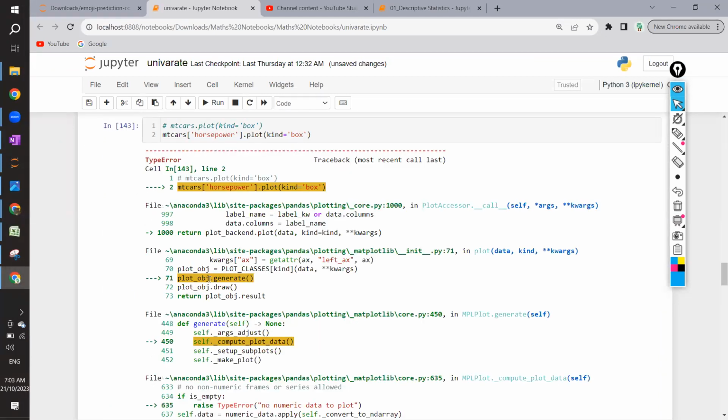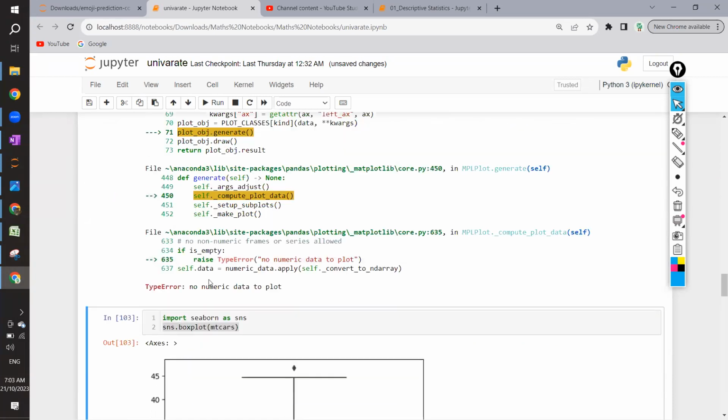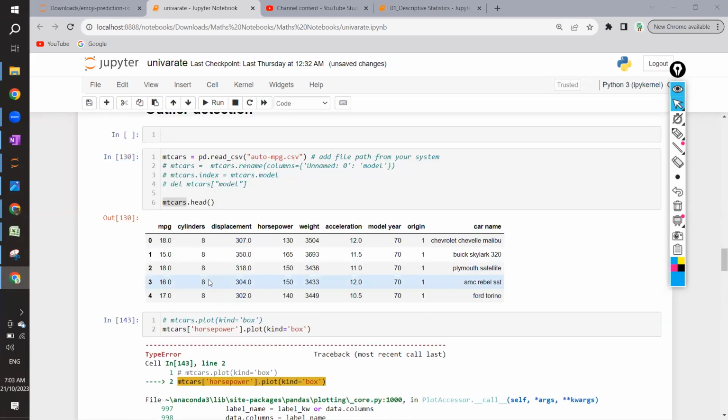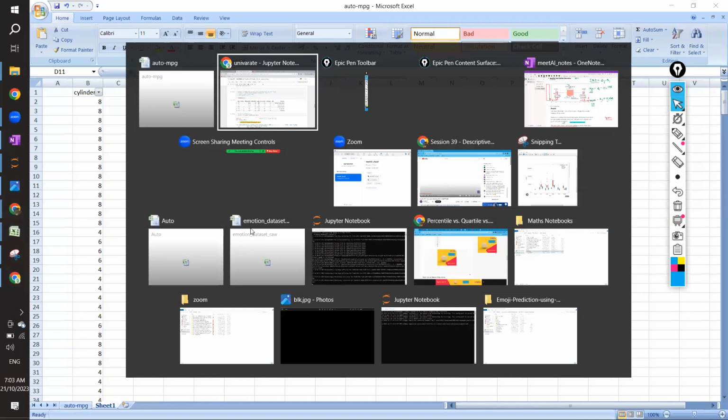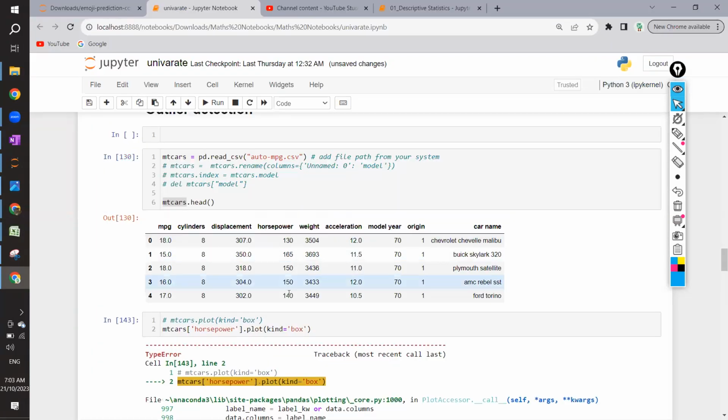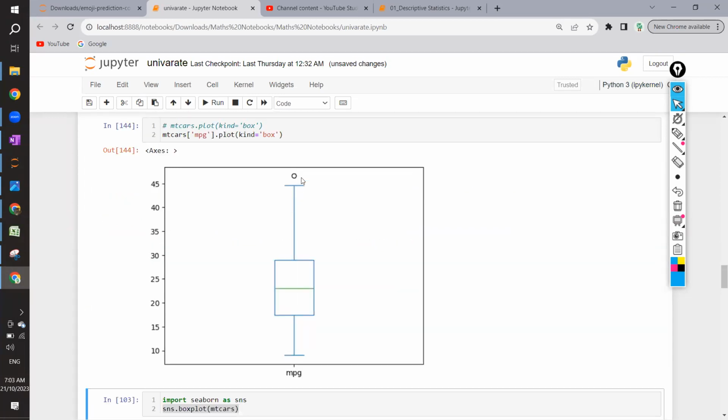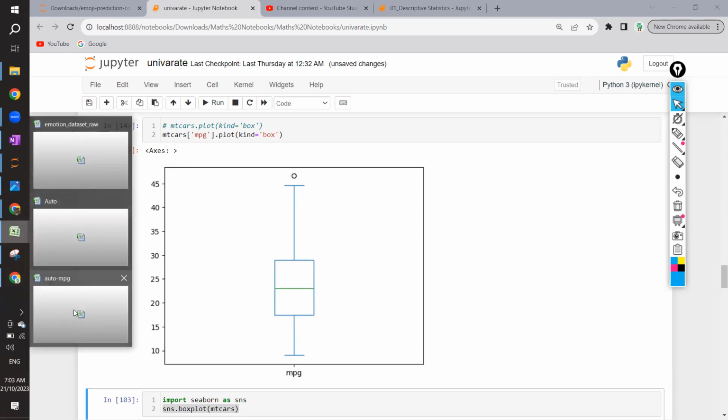No numeric data. Oh, horsepower. I think the data type of horsepower is different, even though it is showing here, it might be different. Fine. Now I will show you one more thing about MPG. Using MPG, you are able to see this, right? Now what I will do.